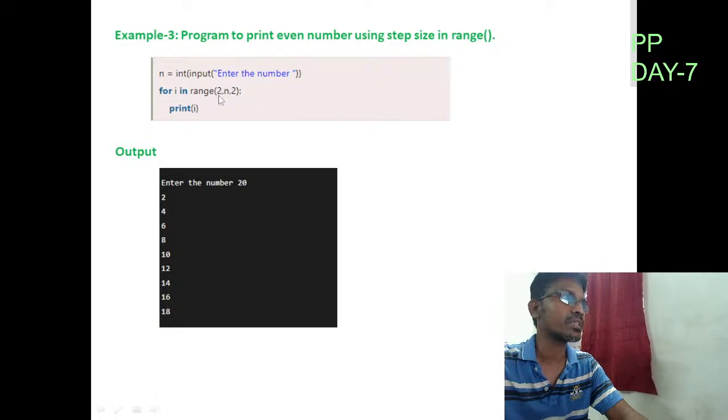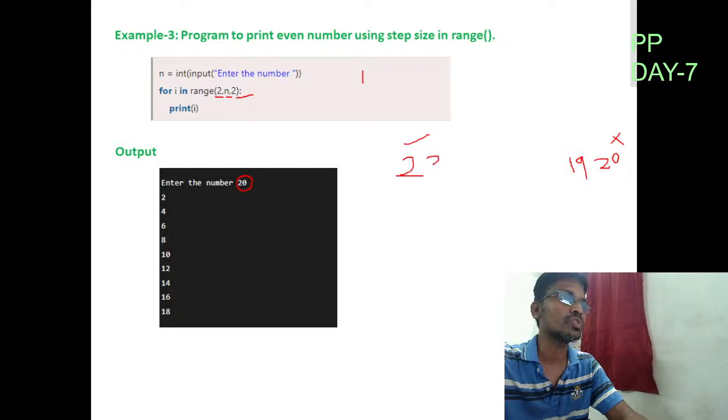In this range I am using a step count. The range will start with 2 and end with n, and the step count will be 2, which means it will be incremented by 2. For example, I will read the number 20 from the keyboard. Then I write for i in range(2, 20). Here 2 is included and 20 is excluded.